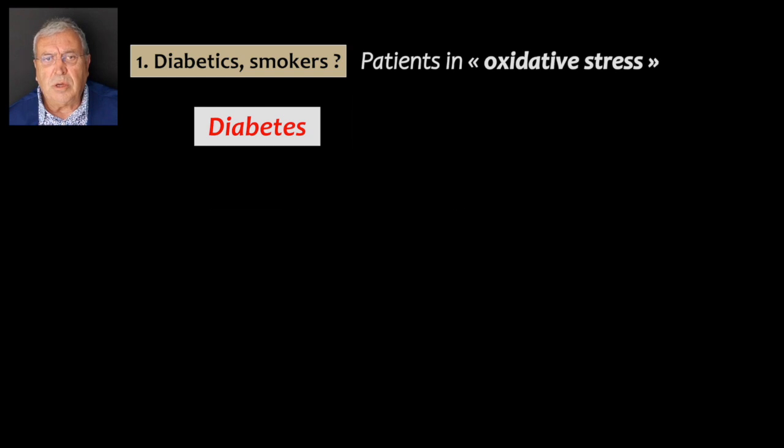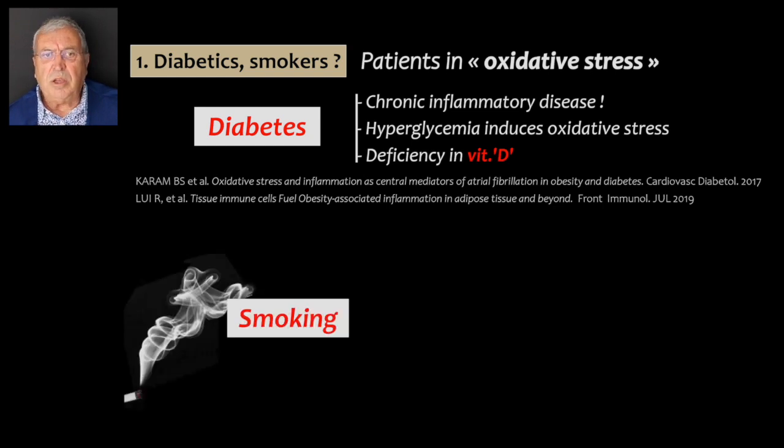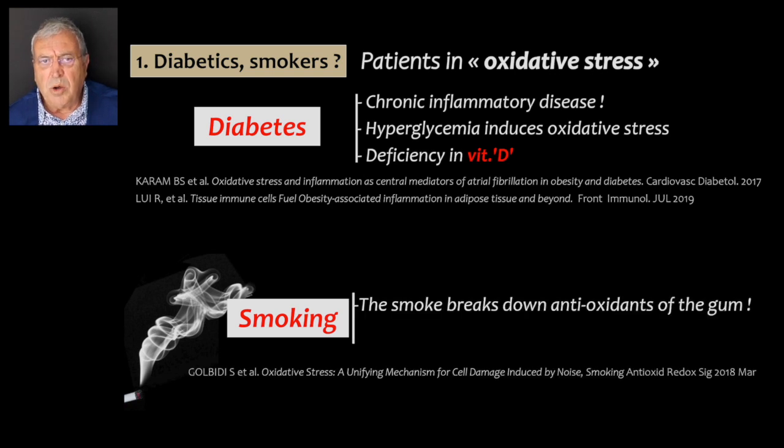Diabetes is first a chronic inflammatory disease with a high level of oxidants, but diabetics are also deficient in vitamin D. What is the issue in smokers? The issue is the smoke, because the smoke breaks down the antioxidant of the gum, making the gum oxidized. This is why the gum of smokers doesn't heal well, but they are also deficient in vitamin D.